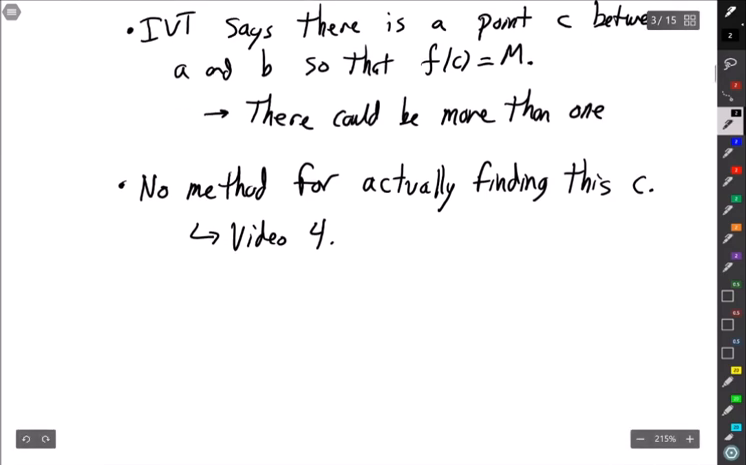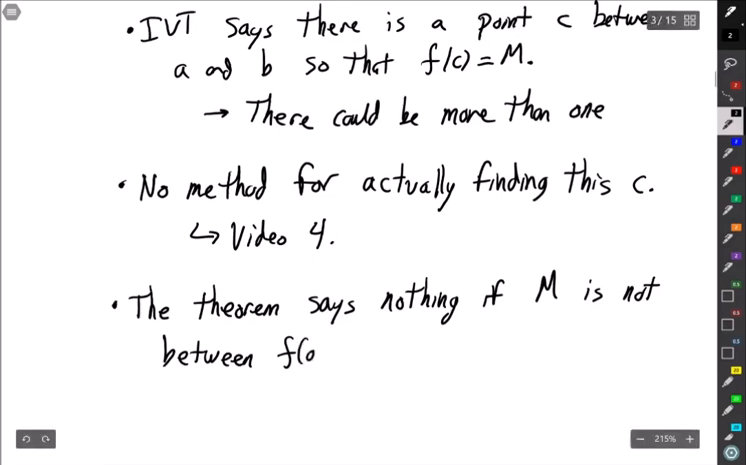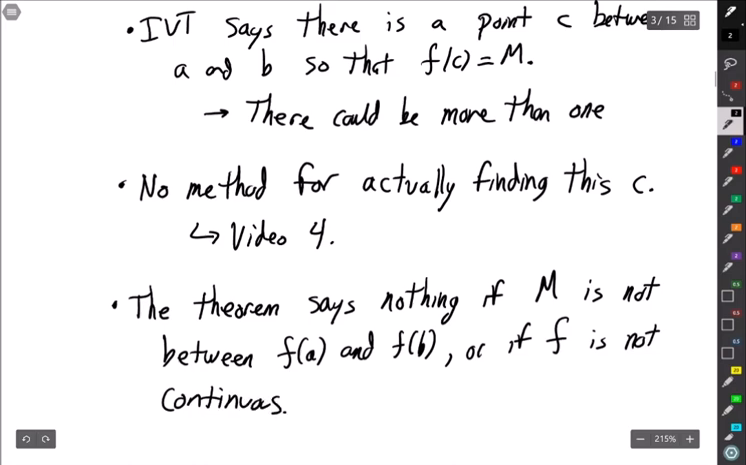And then last point, the theorem says nothing if m is not between f of a and f of b, or if f is not continuous. If we don't have both m between f of a and f of b and f continuous, the theorem just is quiet. The theorem says nothing. It says nothing about whether there is or isn't points that meet this condition. It just says nothing. So it could be true, there could be values, or there could not be values, but the theorem doesn't say anything about that.